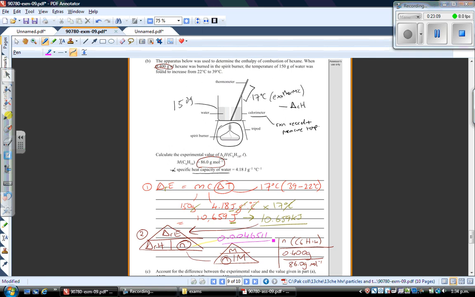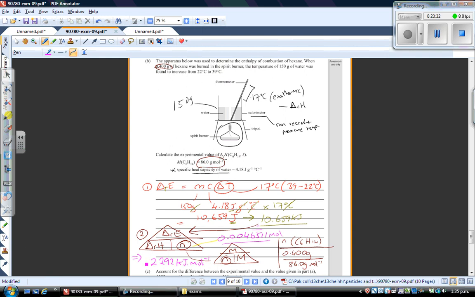So for the final calculation, we want to take 10.659 kilojoules and divide it by the 0.004651 moles, and that will give us a final answer of 2292 kilojoules per mole. We're not just finished yet.